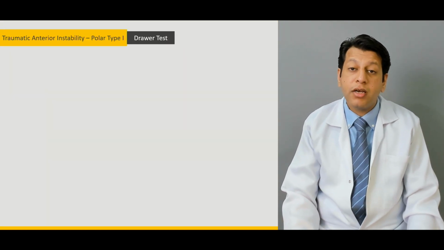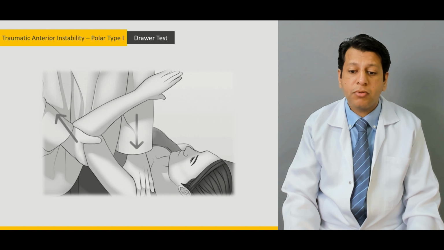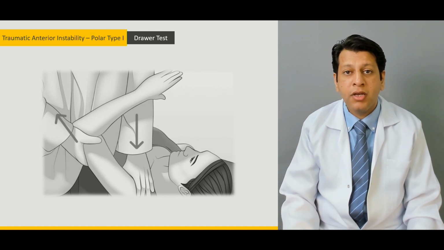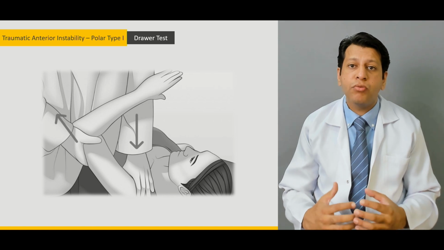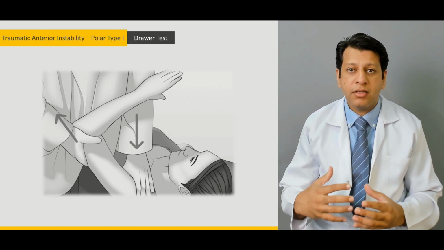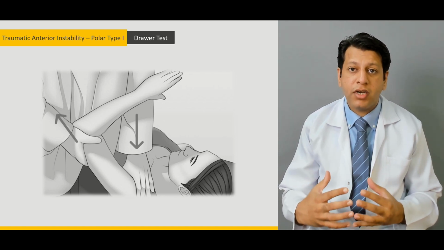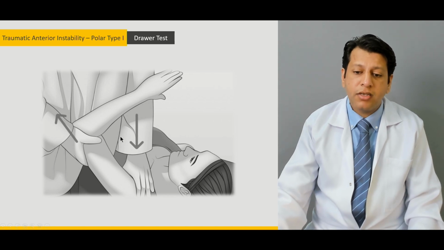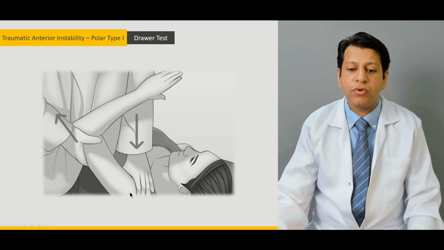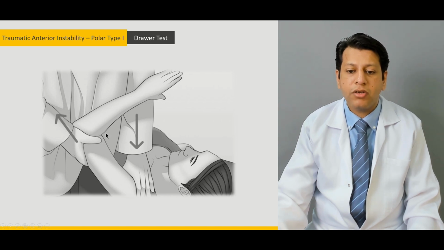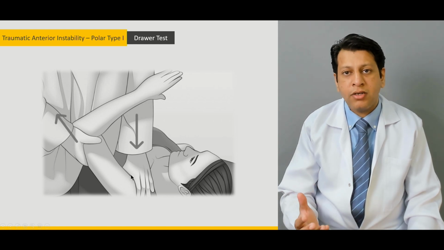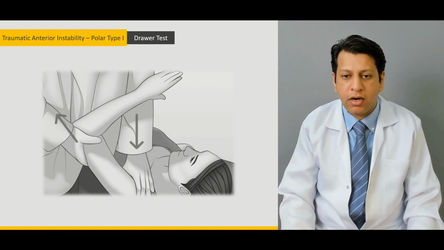Other tests can also be done. The drawer test is also a similar test. The main mechanism is the same: you want to draw the head of the humerus anteriorly, and if it subluxates or displaces quite a bit, this is an indication that there is definitely anterior instability. The way of doing it is in this position, in 45 degrees of abduction and external rotation. You push the arm towards you, keeping the hand over here. If the head comes and touches the palm of your hand, most likely this is anterior instability which will be associated with a Bankart lesion.